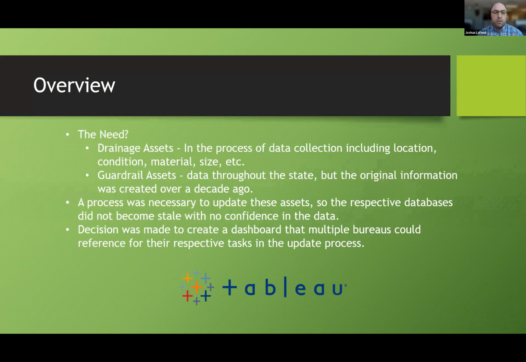And as I said, we're focusing on drainage and guardrail assets in particular, and we're currently in the process of data collection for our drainage assets here in New Hampshire. It includes the location, the condition, material, size, type, etc. And our guardrail assets, we've had information, location and stuff like that, but it hasn't really been updated often. I couldn't pinpoint how much in the past decade or so. So we felt grouping this in to try to get this up to date, this was a good time.